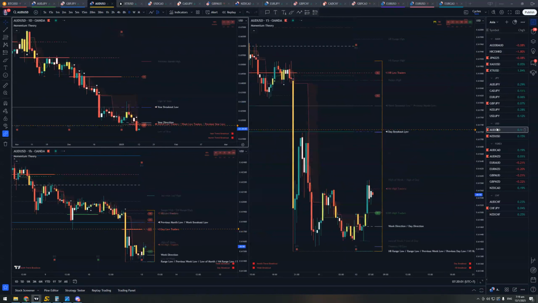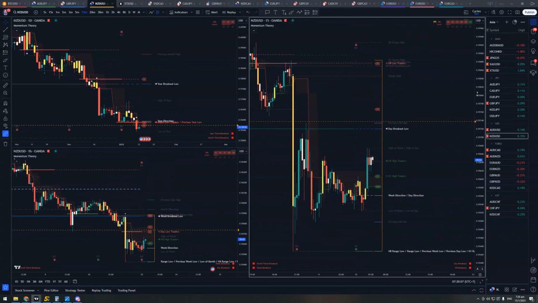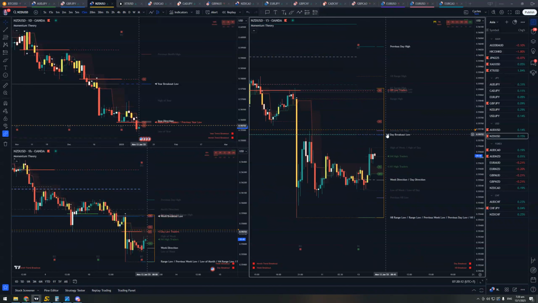Does Aussie USD have the same thing? Aussie USD, same thing. There's a range on the H4, so I've got to be careful about both of these. Even if they fake out the H8 high, I really have to make sure that it does roll over perfectly. Otherwise, I would expect it to continue on up to that range level.